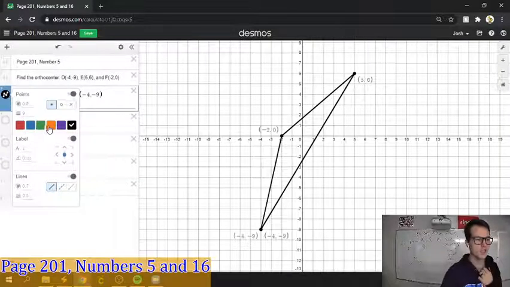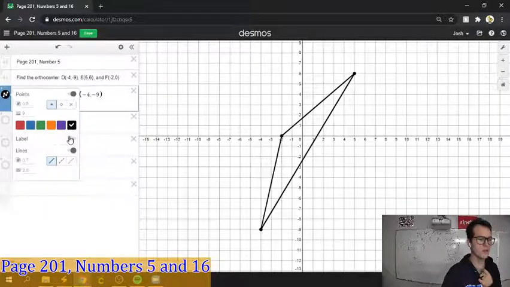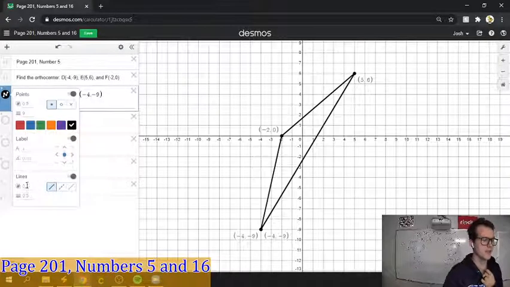And in this little menu, I can change the color of things. I can change if I want the points to be hollow. I can change if I want them X's. I like them just regular. Don't worry about this next piece. I did turn the label on, however. I wanted to see the vertices. And down here, you can choose to put the lines in.